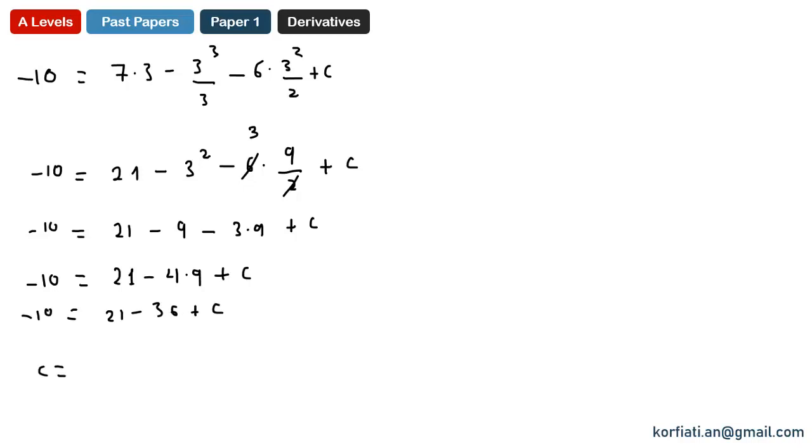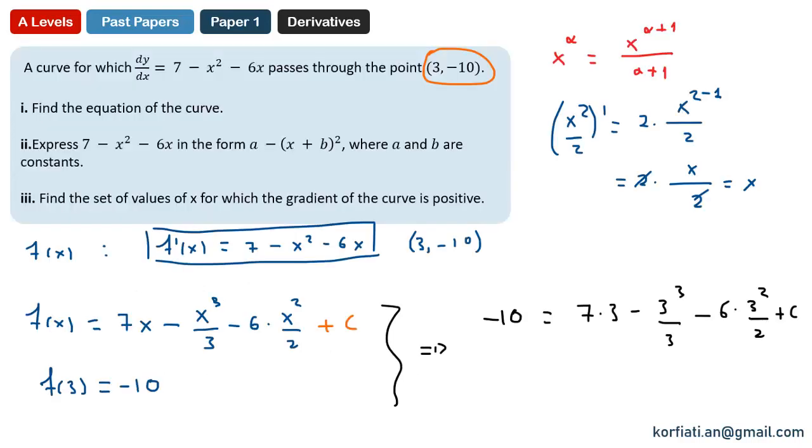So c, all this goes to this side. Of course, c is equal to minus 10 minus 21 plus 36. That is minus 31 plus 36, and that, of course, is equal to 5. So c here is equal to 5.